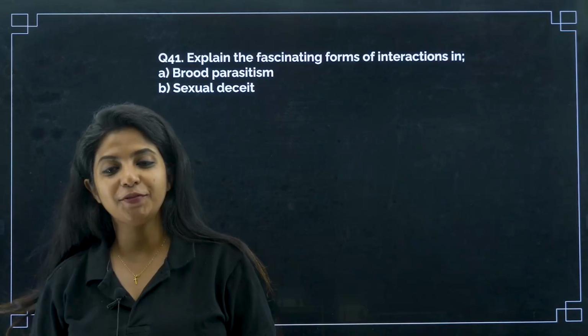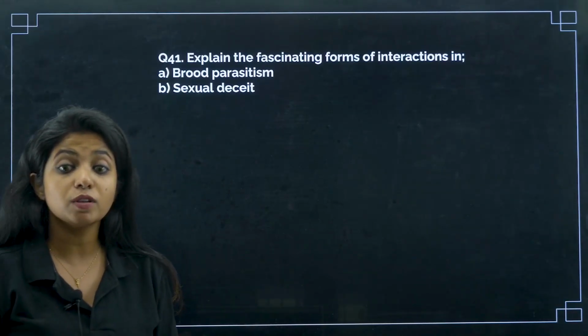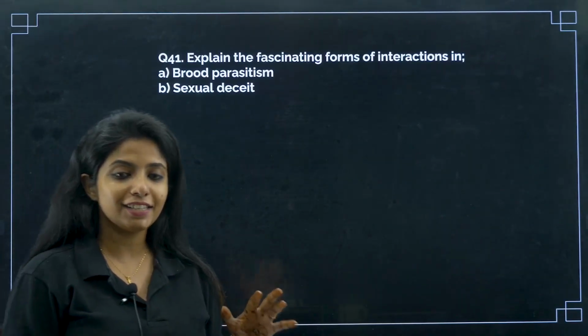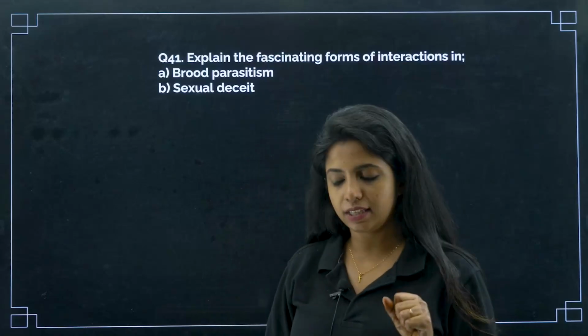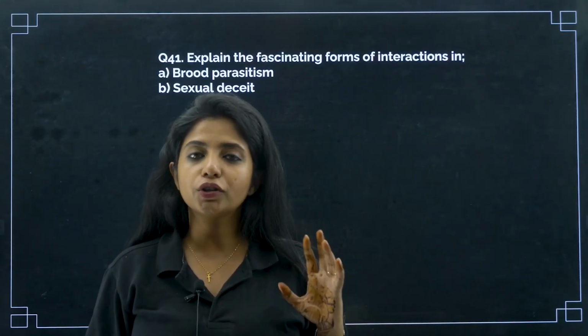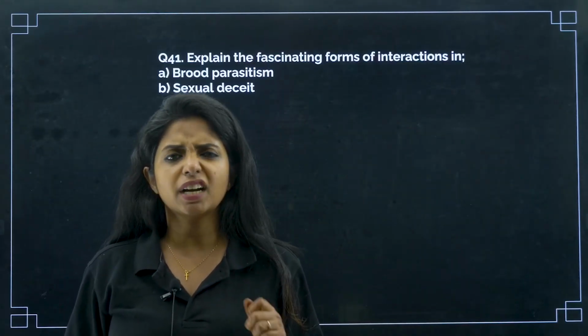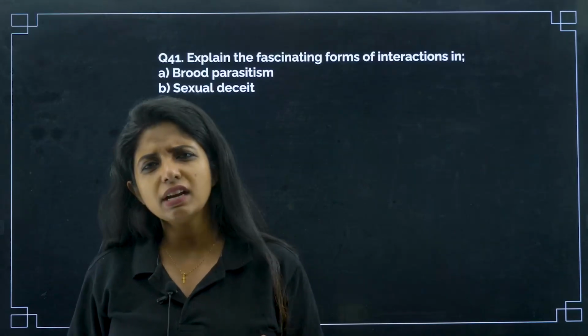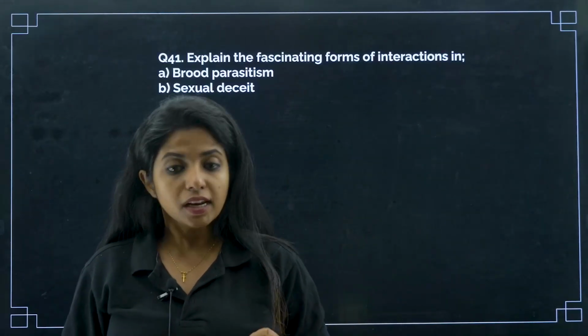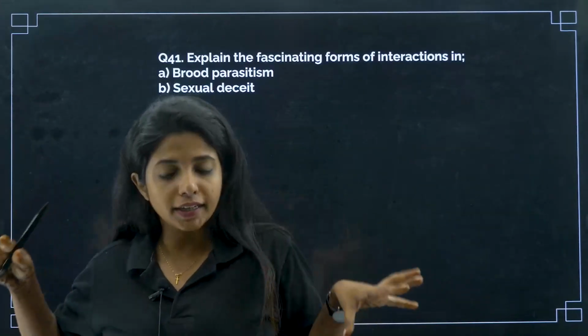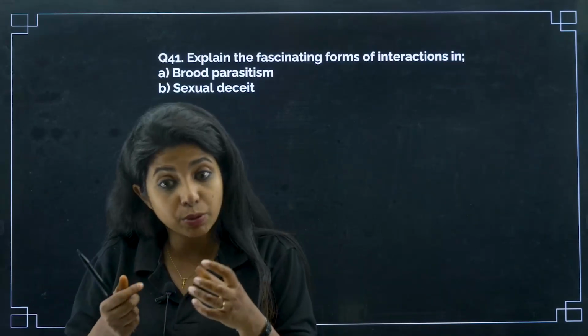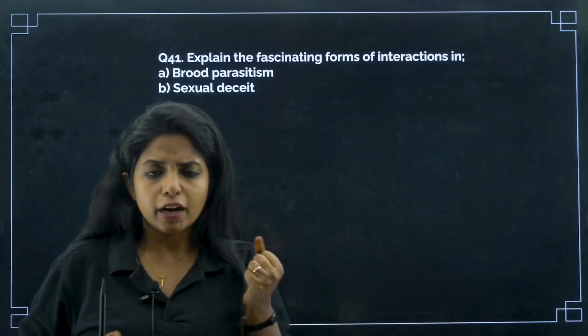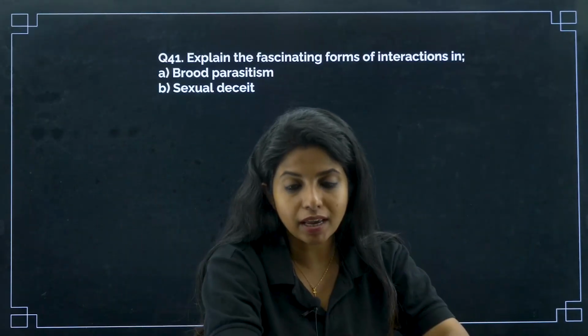So now it's time for the 41st question. Explain the fascinating forms of interactions in brood parasitism and sexual deceit. It is actually very much fascinating. I'll tell you how. So you know about cuckoo and crow, right? So what happens is that this papa crow lays its egg in its own nest. Now the cuckoo has evolved in a way that it has started laying eggs which are very similar to the crow's egg. It slowly sneaks in and puts its egg over there.